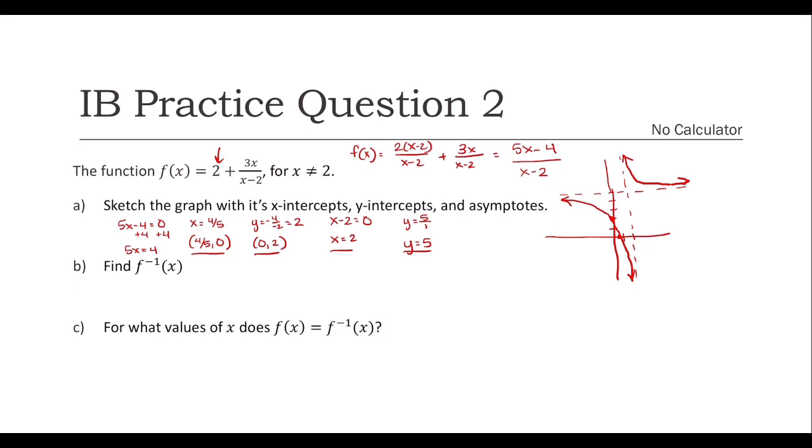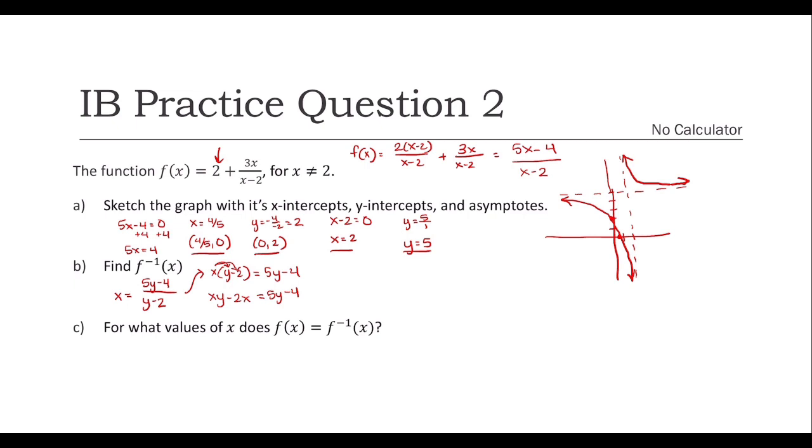So we'll swap our x and y. We'll say x equals 5y minus 4 over y minus 2. We'll multiply both sides by y minus 2. So we get x times y minus 2 equals 5y minus 4. We'll distribute our x. So we get xy minus 2x equals 5y minus 4.